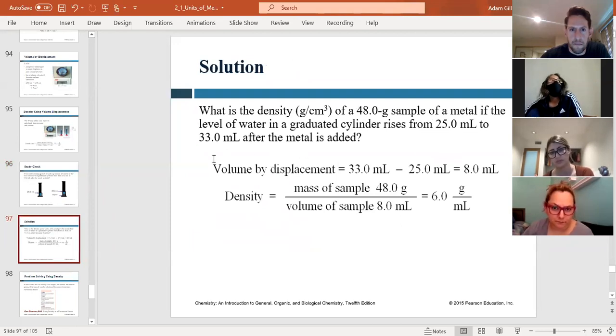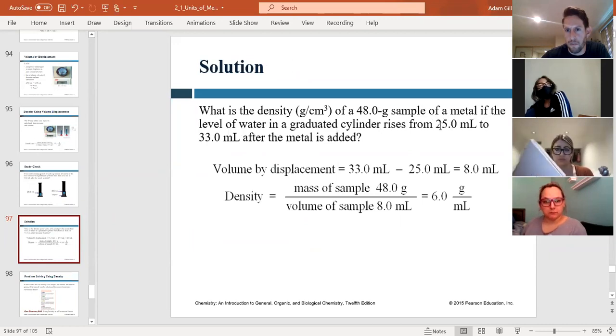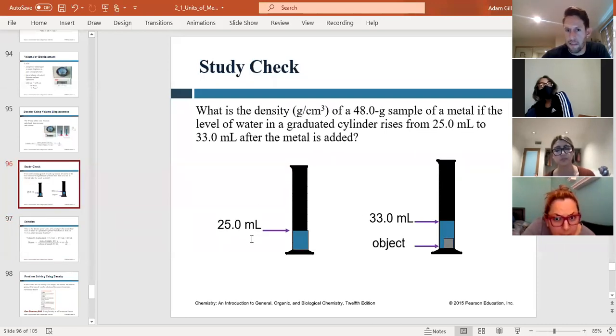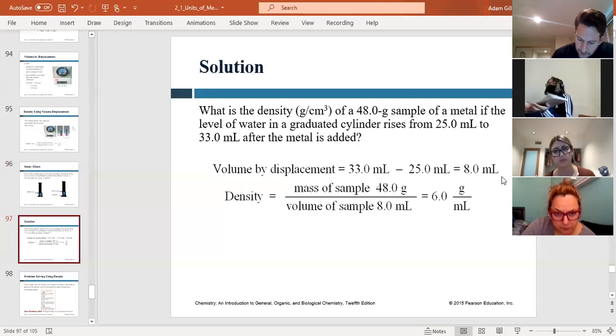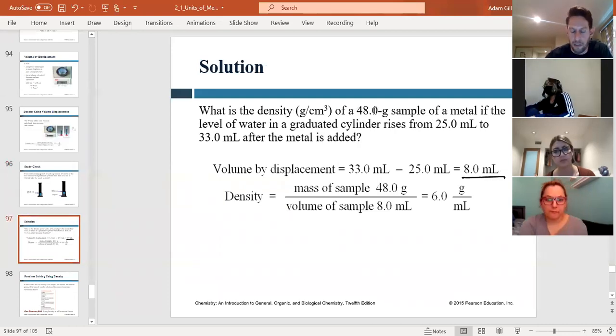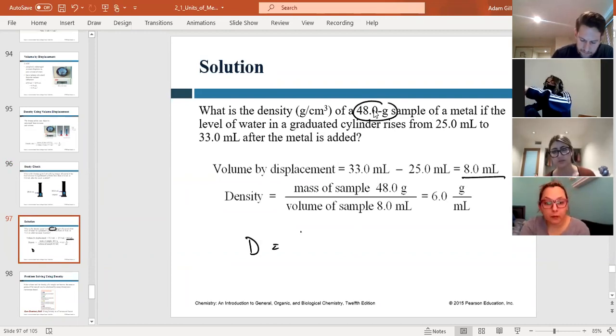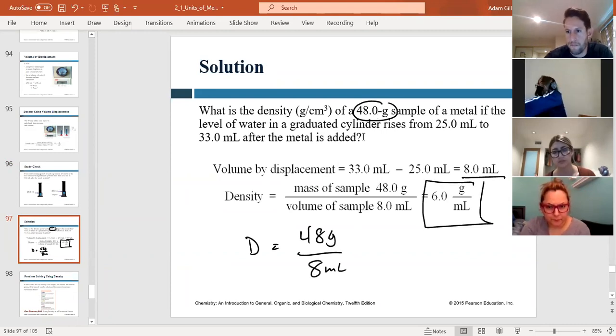So, what is the density of a 48-gram sample of metal if the level of water in the cylinder rose from 25 to 33 mils after the metal was added? So the volume displacement in this example is how many mils? 8 mils. So 8 mils, and let's say the mass was 48 grams. So what's the density? 6. Right. So that's how you calculate density. It's just the mass divided by the volume.